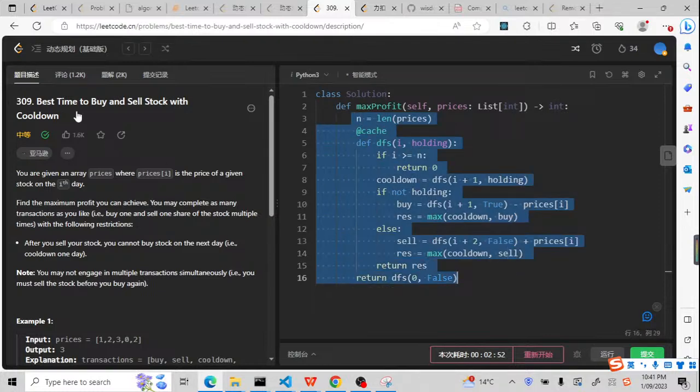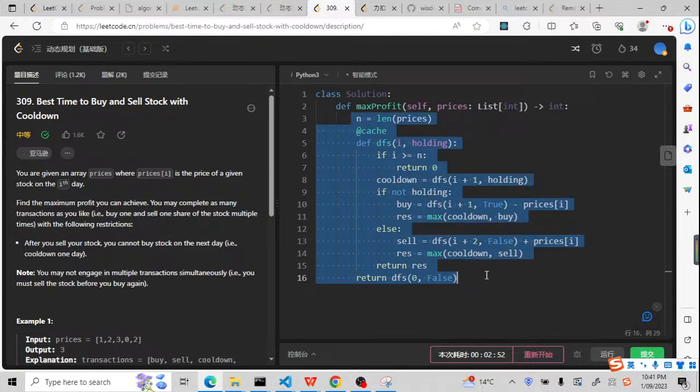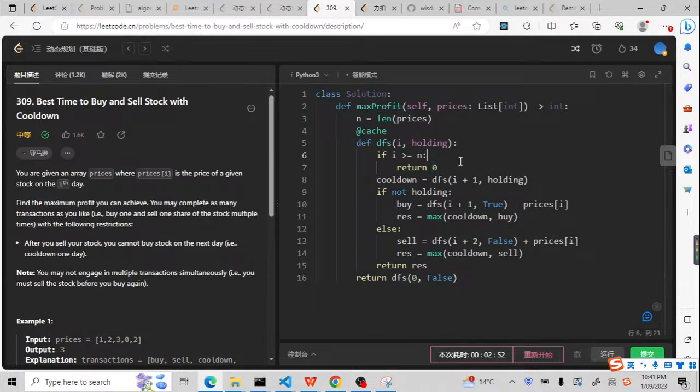Because I will use this template to prepare all the best time to buy and sell stock problems. In LeetCode, there are 6 problems, and all 6 problems can use this kind of template to solve the problem. You just need to change a little bit to solve all the LeetCode hard problems or easy problems or medium problems for the stock.